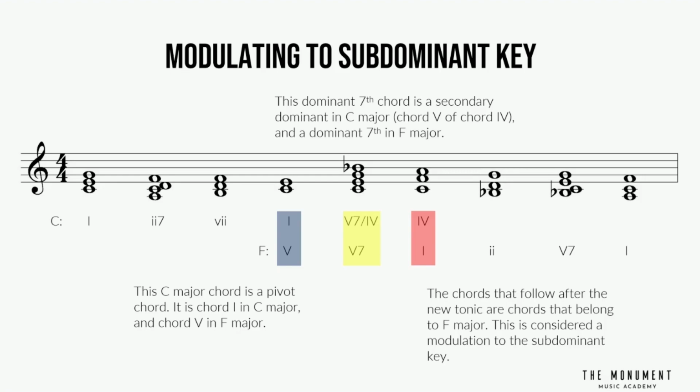The chords that follow after the new tonic are chords that belong to F major, so we consider this a modulation to the subdominant key. Any chord progressions in F major can now be used by the use of simple 2, 5, 7 to 1 to again strengthen F major's position. You can also see clearly that the appearance of B flat notes solidify the modulation and helps us identify that we have modulated to F major.